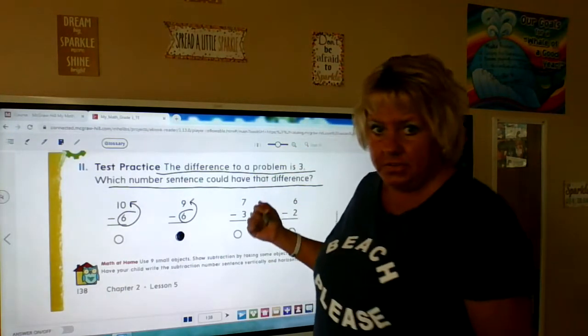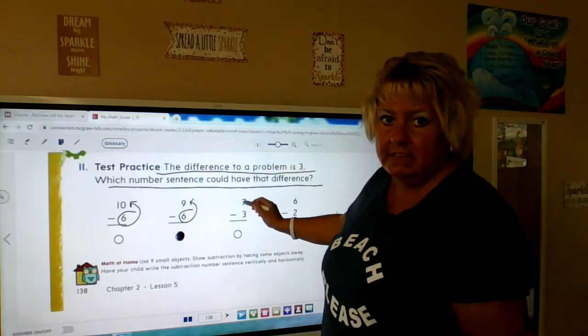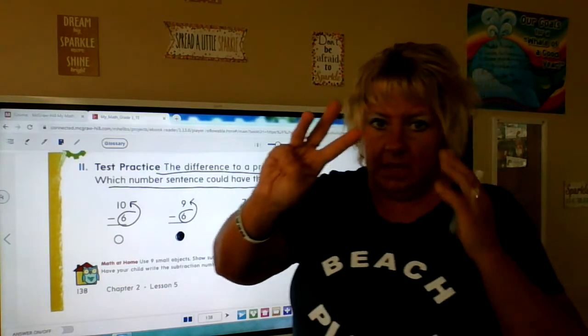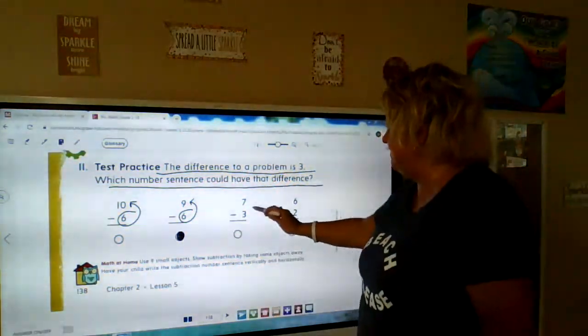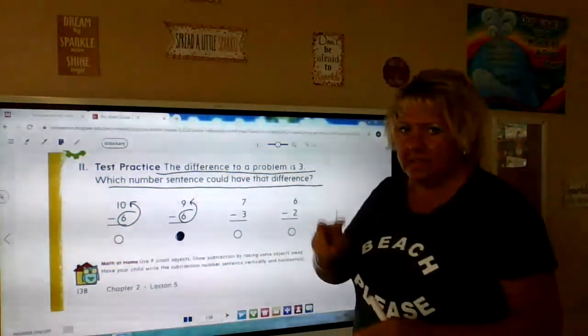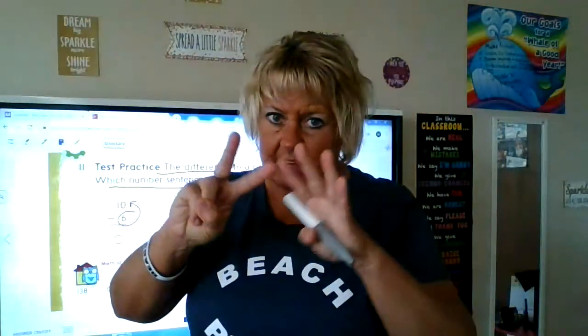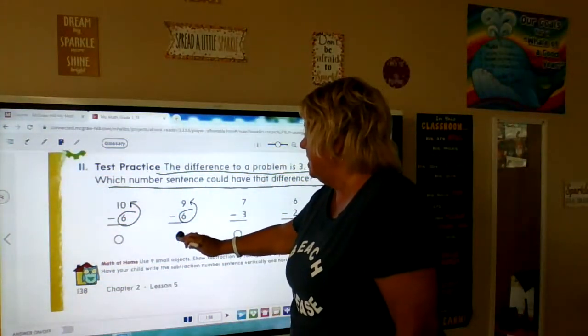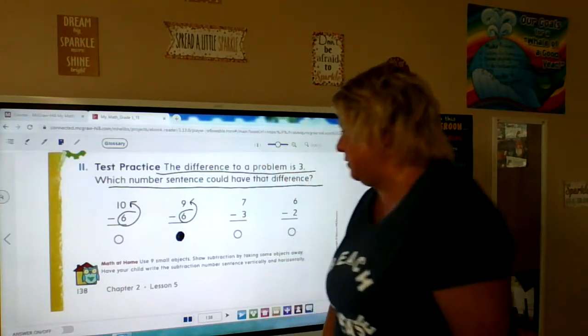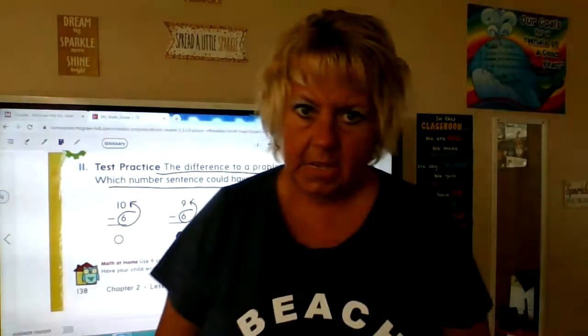But now let's do the rest to see if they are 3. 7 minus 3. 7, 6, 5, 4. Nope, that's 4. And 6 minus 2 is a count back. 6, 5, 4. So no, the only answer that is 3 is 9 minus 6 equals 3.